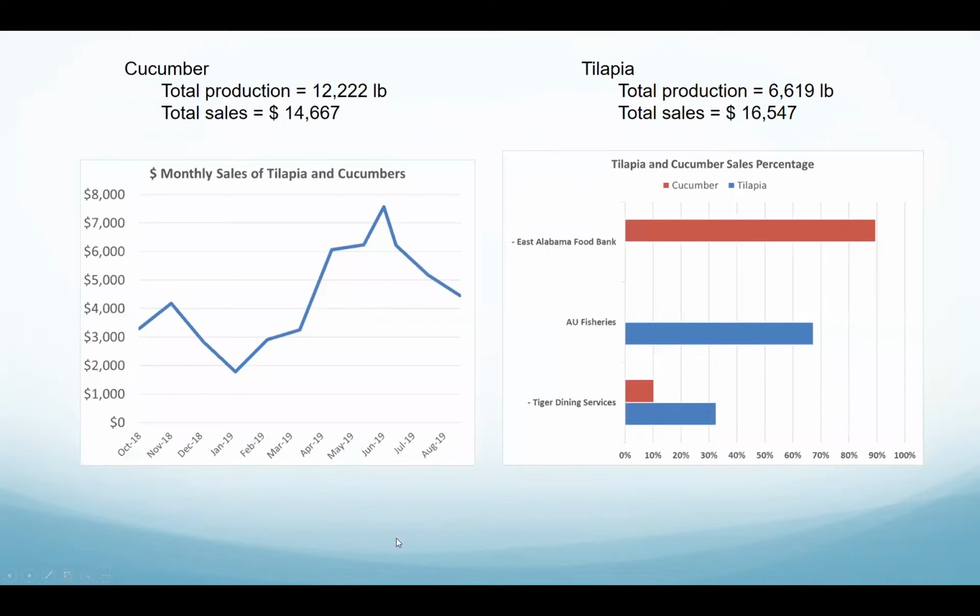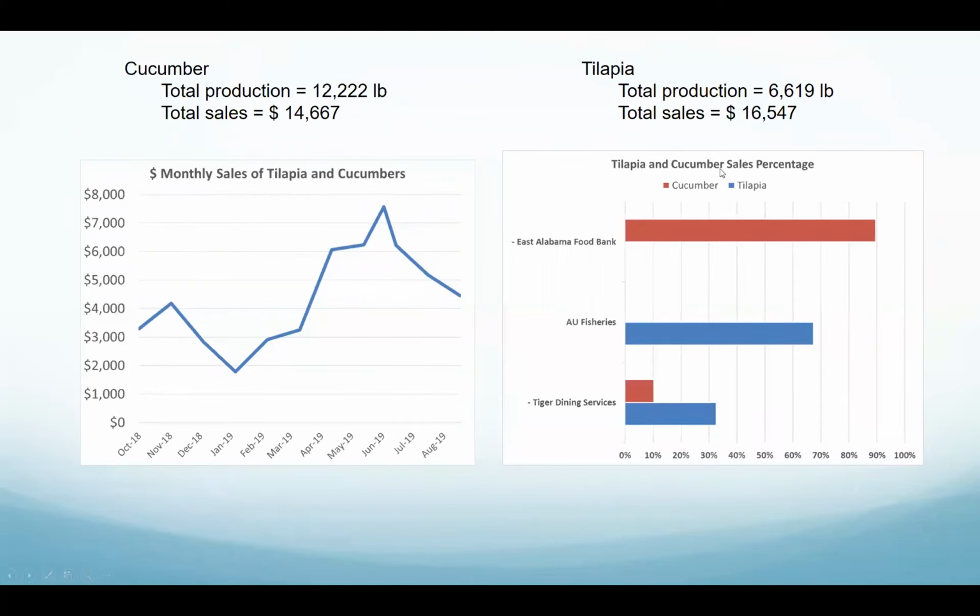But before we go there, let me show you the production, the performance of this greenhouse. For the cucumbers for the whole year, we sold 12,222 pounds, and that was equivalent to $14,667 in sales. And this is looking at the months of the year, and you can see how the sales went down and went up, but it looks like the height of about 7,500 and the depth of about 2,000 sales. So we're getting some pretty good sales throughout the year.